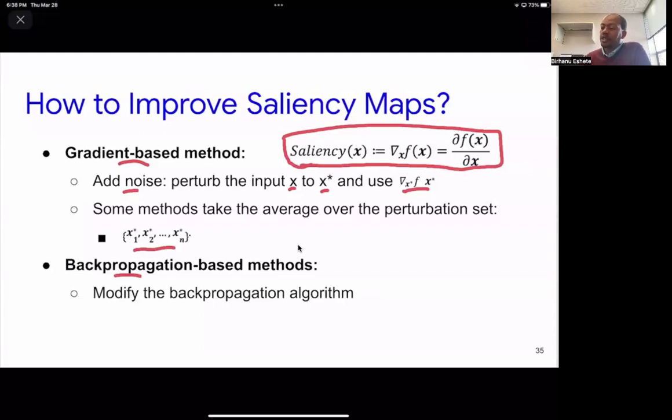The other approach is to modify the backpropagation algorithm such that it helps with reducing or removing noise from saliency maps.